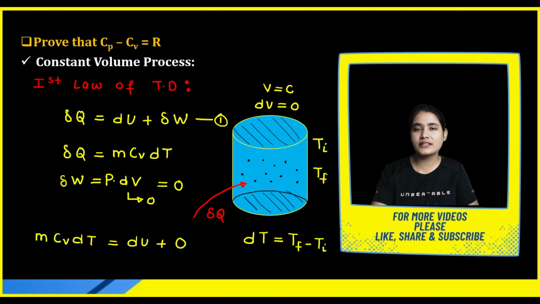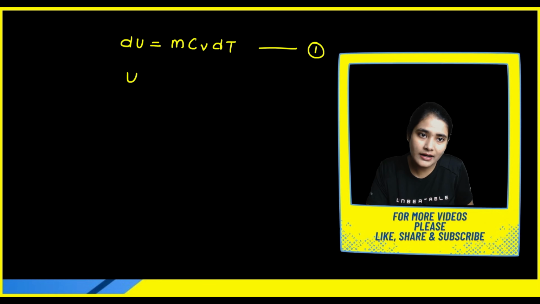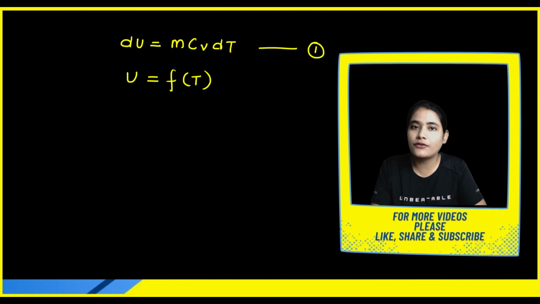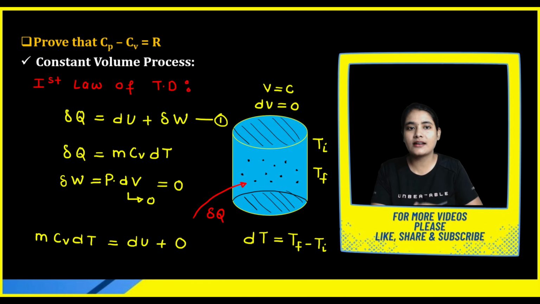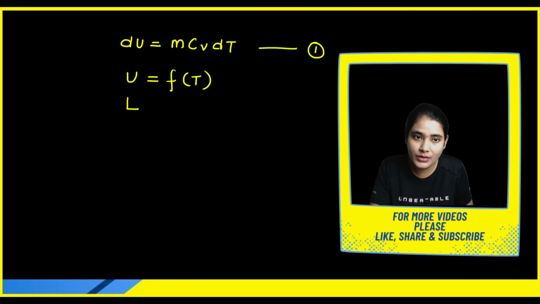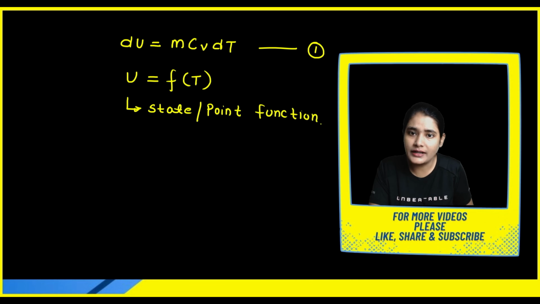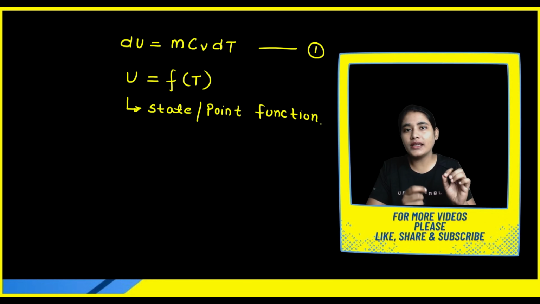Now why is internal energy changing? Always remember, internal energy is a function of temperature. If temperature changes, definitely internal energy will change. Internal energy never depends upon the type of process, because internal energy is a state function, or we can say that internal energy is a point function. It is not depending on the type of process; it depends only on the end points, only on the state of the system.